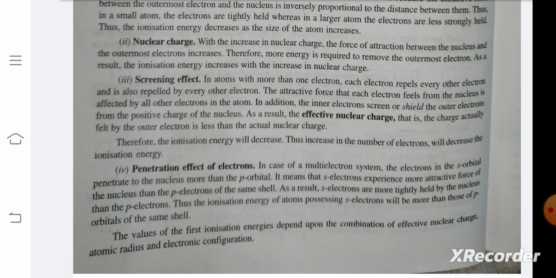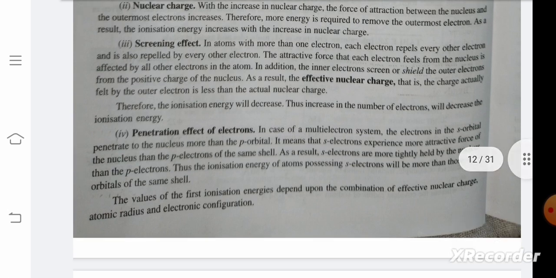Screening effect. In atoms with more than one electron, each electron repels every other electron and is also repelled by every other electron. The attractive force that each electron feels from the nucleus is affected by all other electrons in the atom. In addition, the inner electrons screen or shield the outer electrons from the positive charge of the nucleus. As a result, the effective nuclear charge, that is the charge actually felt by outer electrons, is less than the actual nuclear charge. Therefore, the ionization energy will decrease. Thus, an increase in the number of electrons will decrease the ionization energy.